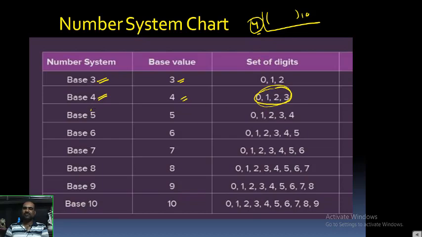That's why in base 5, digits are from 0 to 4. That means less than 5. Base 6, less than 6. Base 7, less than 7. Base 8, less than 8, like that. Okay.